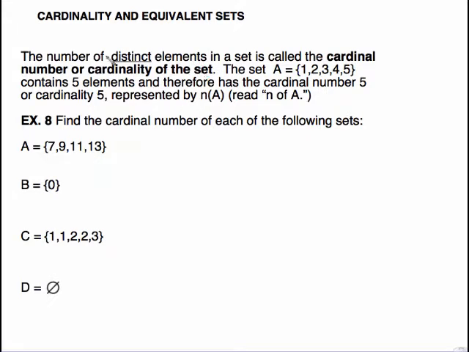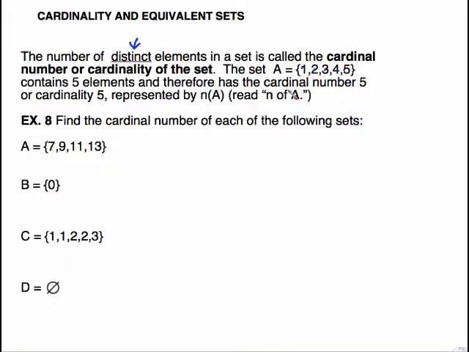All right, new definitions, cardinality and equivalent sets. The cardinal number of a set is the number of distinct elements in a set. So cardinal number is basically how many numbers are in the set, but this word right here is very important: the number of distinct elements in the set. So set A, that contains 1, 2, 3, 4, 5, has 5 elements because there's 1, 2, 3, 4, 5 distinct elements in that set.